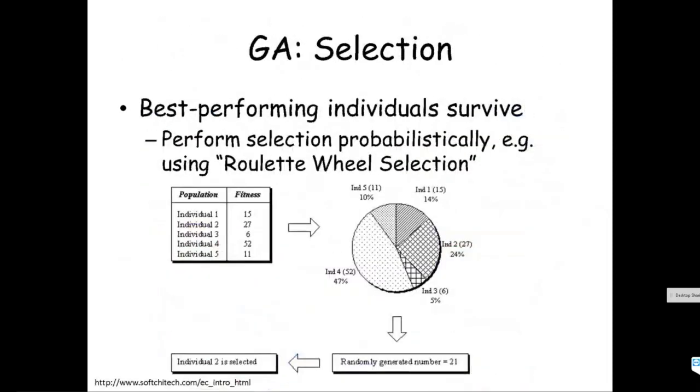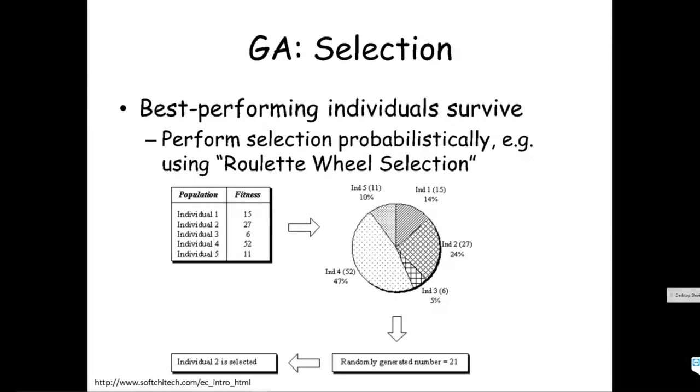Let me see if I have this roulette wheel selection. So what you do is, using the fitness value, you create this wheel of fortune. And the angle of the pie, the section of the pie, will be dependent on the fitness score. So if individual 4 scored highest, 52, you're going to give them the largest piece of the pie.